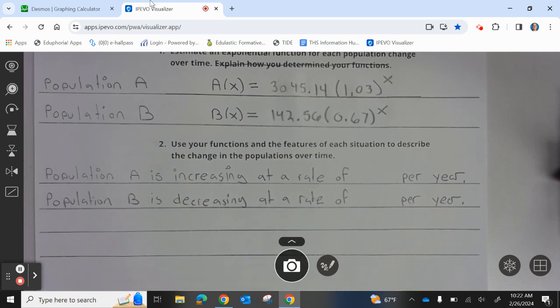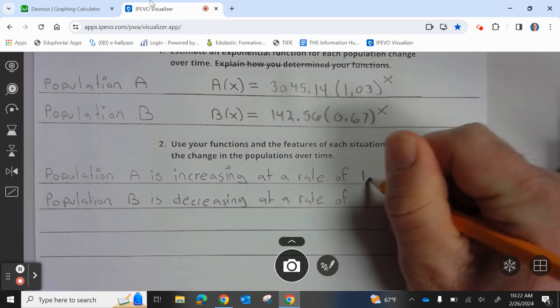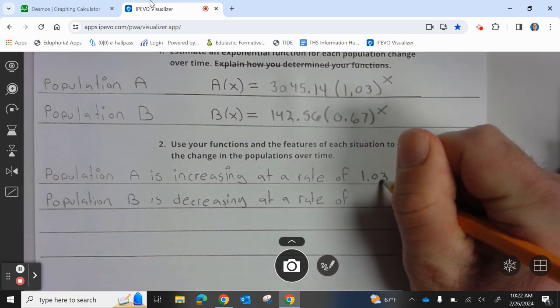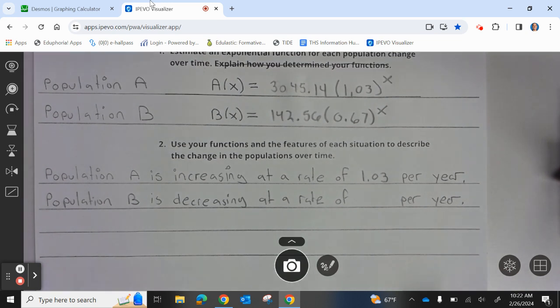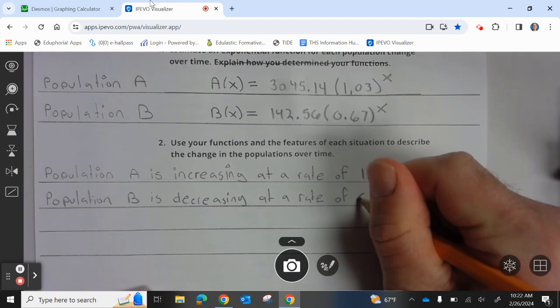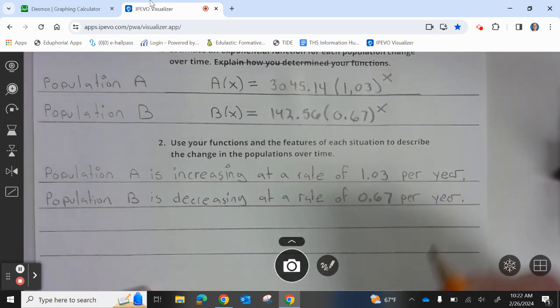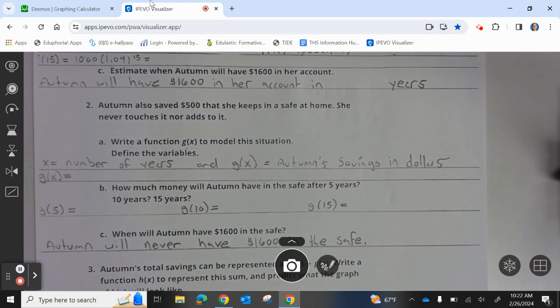All right, use the function and the features of the situation to describe the change in population over time. Population A is increasing at a rate of, population B is decreasing at a rate of, all right. Let's take a look at the next page.